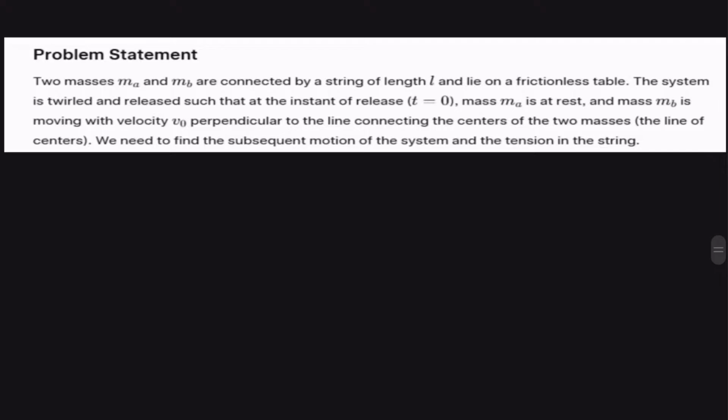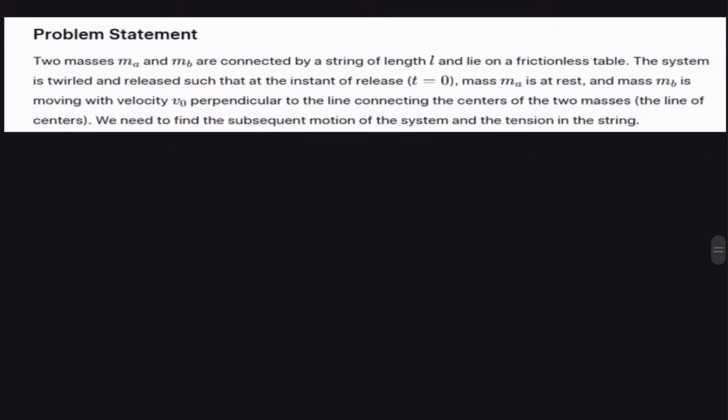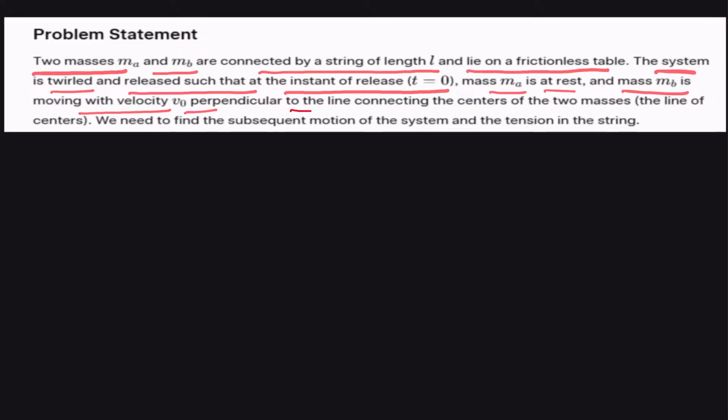And it states that two masses MA and MB connected by a string of length L lie on a frictionless table. The system is twirled and released such that at the instant of release, t equal to 0, mass MA is at rest and mass MB is moving with velocity v0 perpendicular to the line connecting the centers of the two masses, the line of centers. We need to find the subsequent motion of the system and the tension in the string.